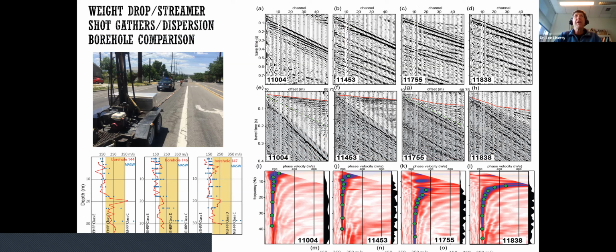These are just a bunch of shot gathers, raw data here and filtered, emphasizing the first arrivals, the red lines. The green dotted line is the airwave, and then the surface waves are down here. On the unfiltered record, you can see them quite clearly. This is a blow up.